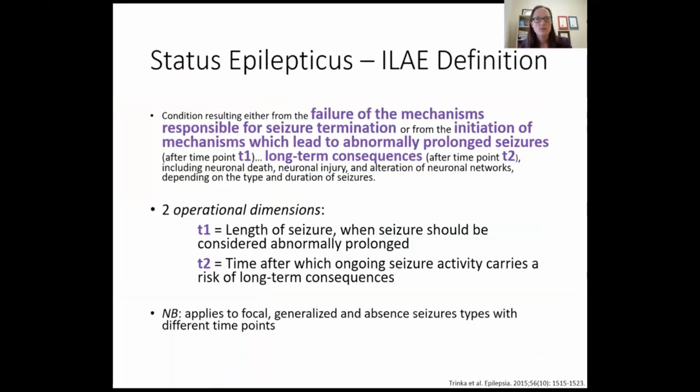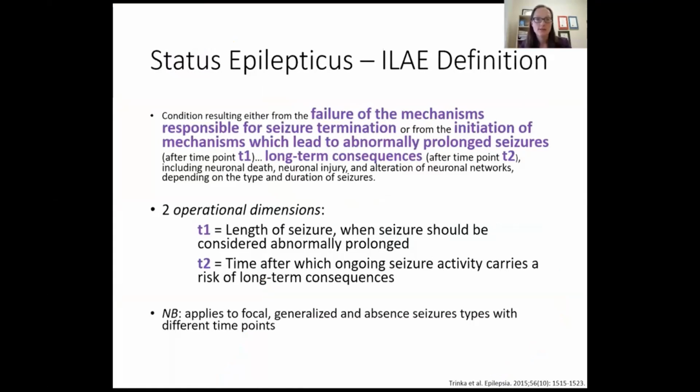So to begin with, the most up-to-date definition for status epilepticus comes from the International League Against Epilepsy and was published in 2015. This is a definition stating that status is a condition resulting from failure of the mechanisms responsible for seizure termination or from the initiation of mechanisms that lead to abnormally prolonged seizures.